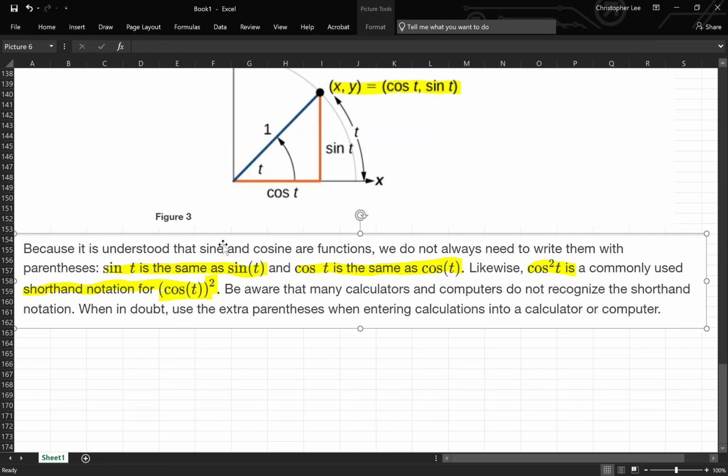Because it is understood that sine and cosine are functions, we do not always need to write them with parentheses. Sine t is the same as sine of t with the parentheses, and cosine t is the same as cosine of t with the parentheses. Likewise, cosine squared t is a commonly used shorthand notation for cosine of t, quantity squared. Be aware that many calculators and computers do not recognize the shorthand notation. When in doubt, use extra parentheses when entering calculations into a calculator or computer.